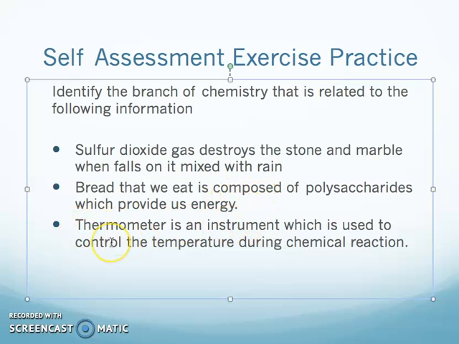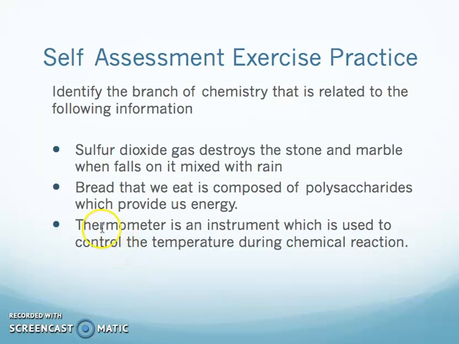Then we have the third statement, that a thermometer is an instrument which is used to control the temperature during a chemical reaction. And don't forget, a thermometer is an instrument that is used in a chemical reaction. And the instruments and tools that we study for chemical reactions come under the topic of analytical chemistry, or analysis.